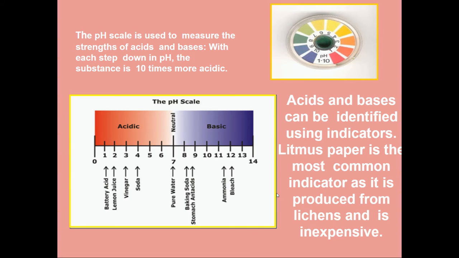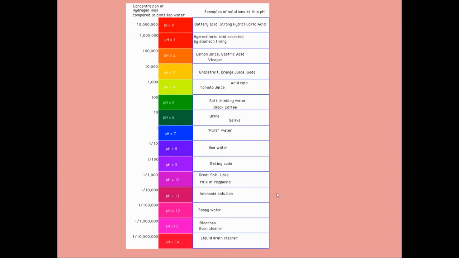Now, like I said, most of the indicators we use are going to be pretty simple. There's universal indicator paper. Litmus paper is really common because it's easy to make. It's made from lichen. It's super inexpensive. But we also have other things like bromothymol blue, phenolphthalein, methyl orange, methyl red, lime water. All of these are indicators that tell us if something is an acid or a base.